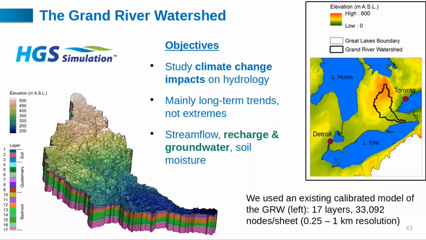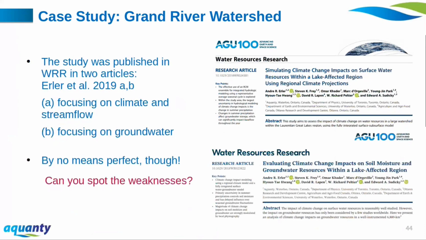We used a model that was already calibrated and existed in-house, the Grand River model, which you see on the lower left-hand side. That's the layering. It has 17 layers, and about 33,000 nodes per sheet at a resolution that varies between about 250 meters to 1 kilometer. We also have higher resolution versions of that model, but because we had to run a lot of scenarios, we chose a lower resolution one. This study was published in Water Resources Research in 2 articles, so you can read up all the details there.